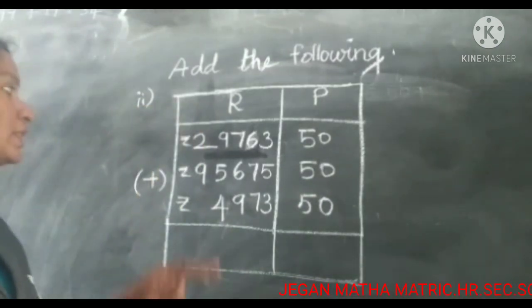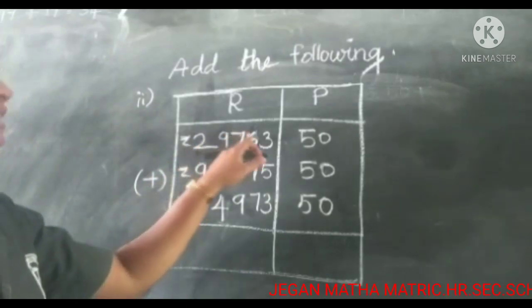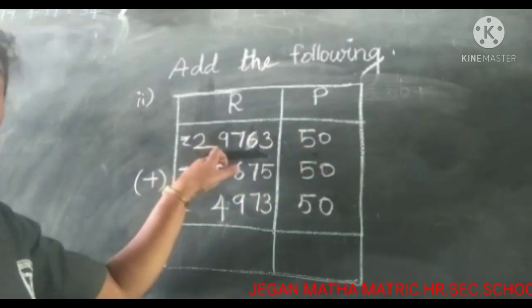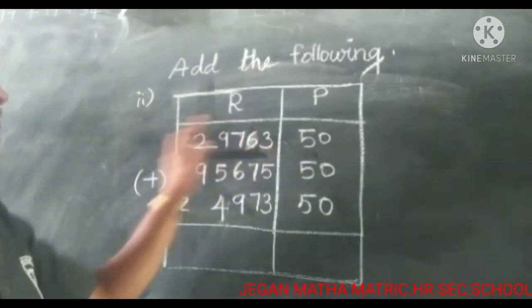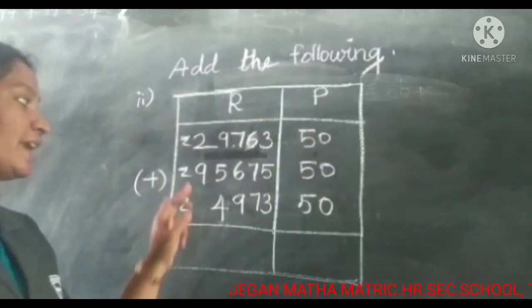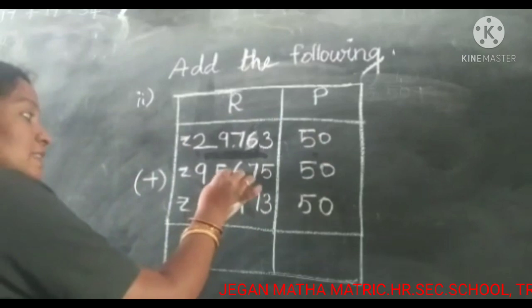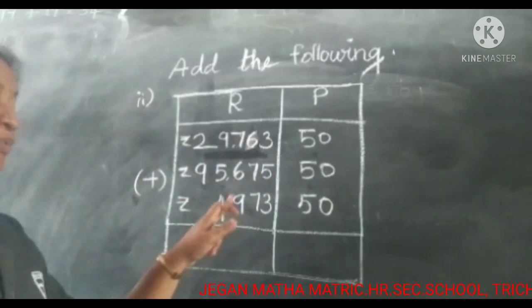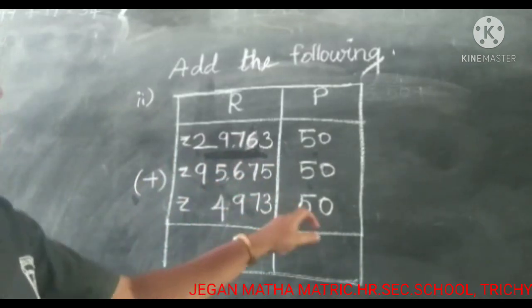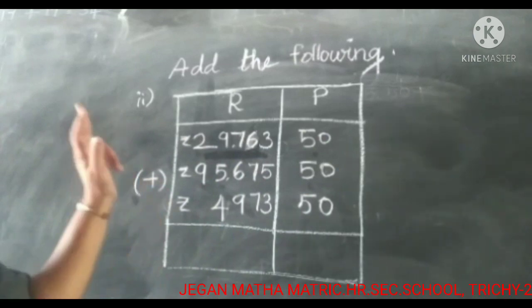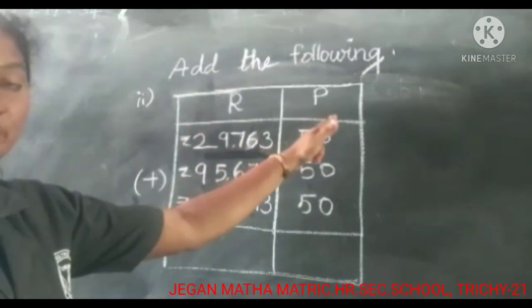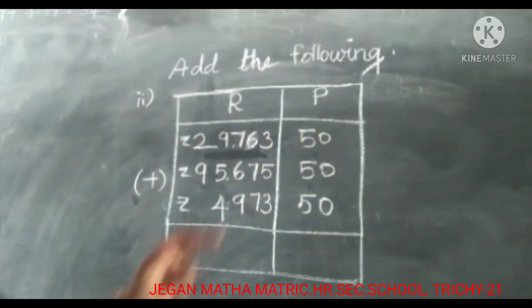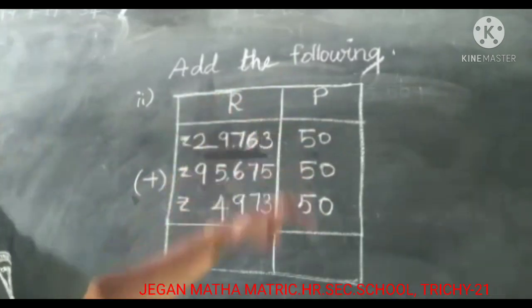Next the same thing. Add the following. 29,763 rupees and 50 paise, plus 95,675 rupees and 50 paise, plus 4,973 rupees and 50 paise. Clear? So first write the rupee side and paise side separately. Then finally you add. First start from the paise side only.